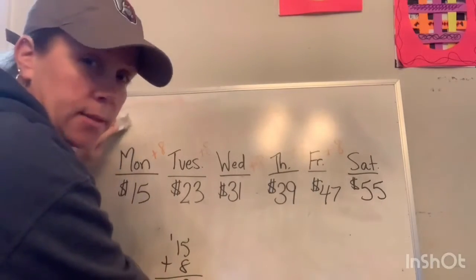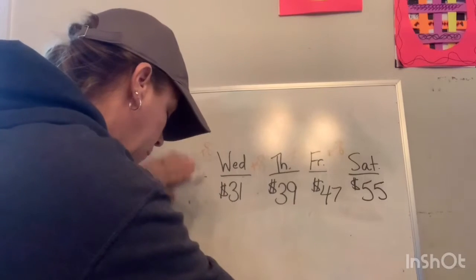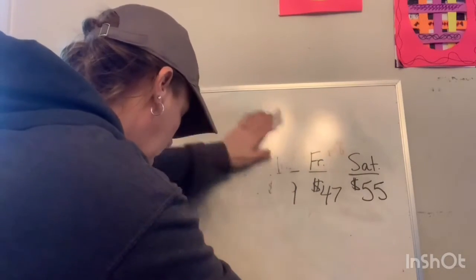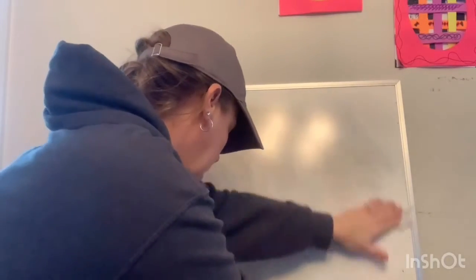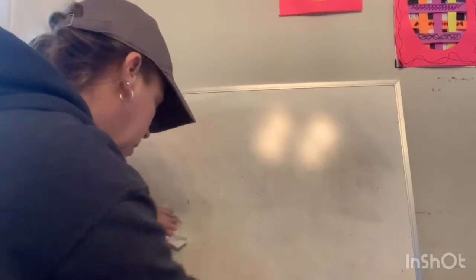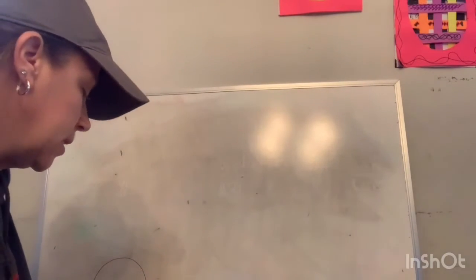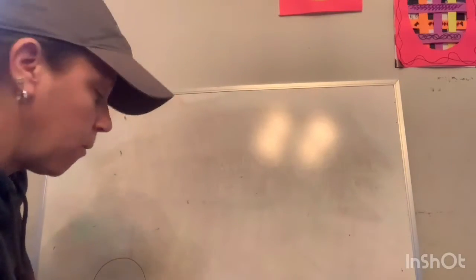I'm going to read as I erase. After the first hour of the carnival, 325 tickets had been sold. After 2 hours, 650 tickets had been sold. After 3 hours, 975 tickets had been sold. If the pattern continues, how many tickets will have been sold after 5 hours?